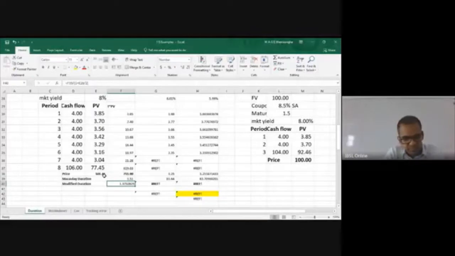So the relationship between coupon, maturity, yield, and modified duration: you should be able to recognize that relationship and to interpret modified duration and do calculations based on the modified duration.